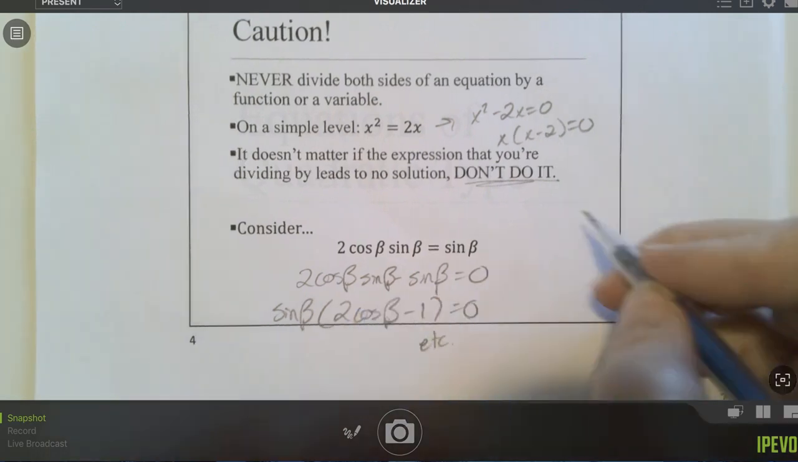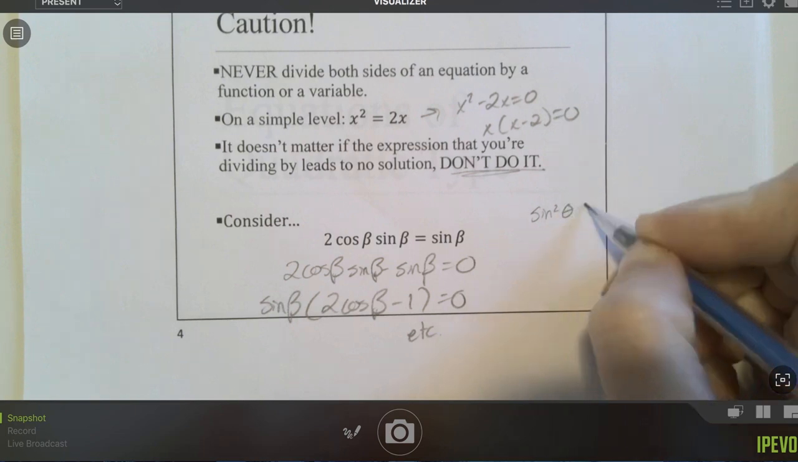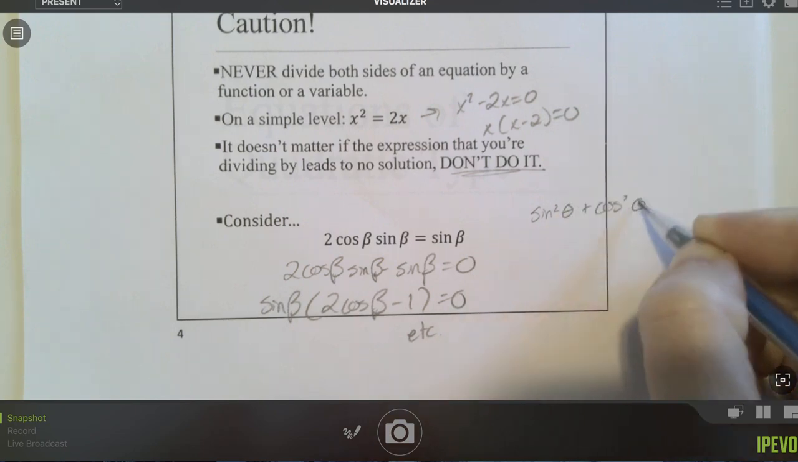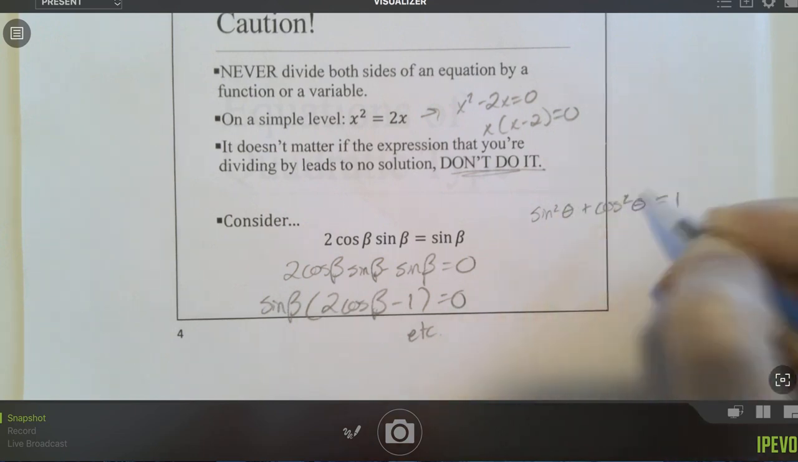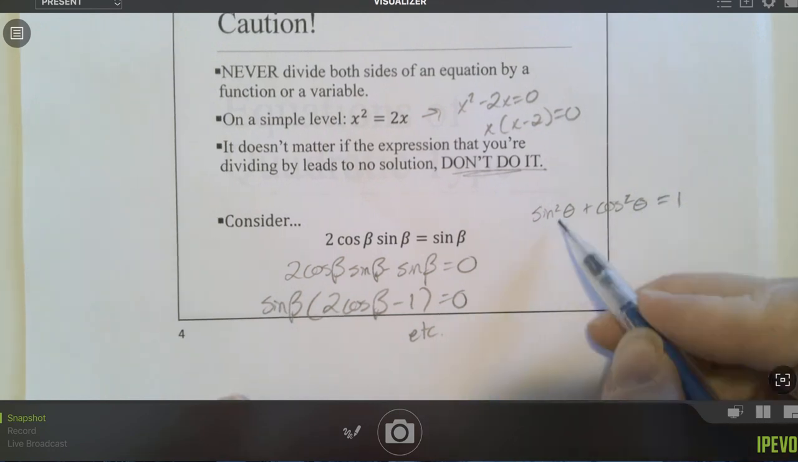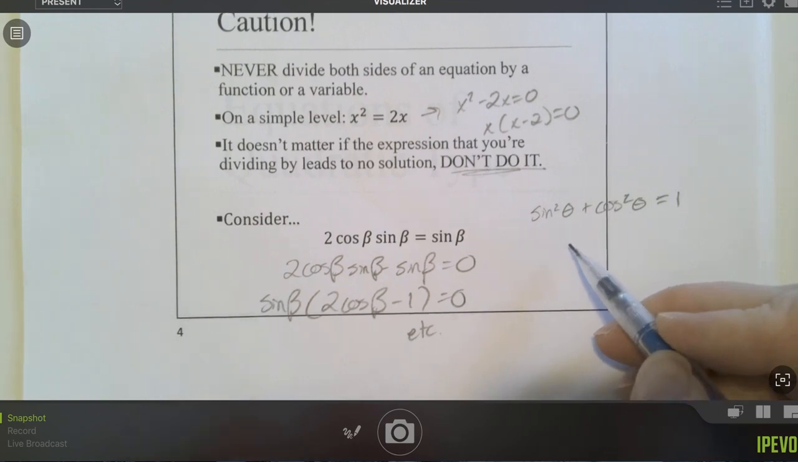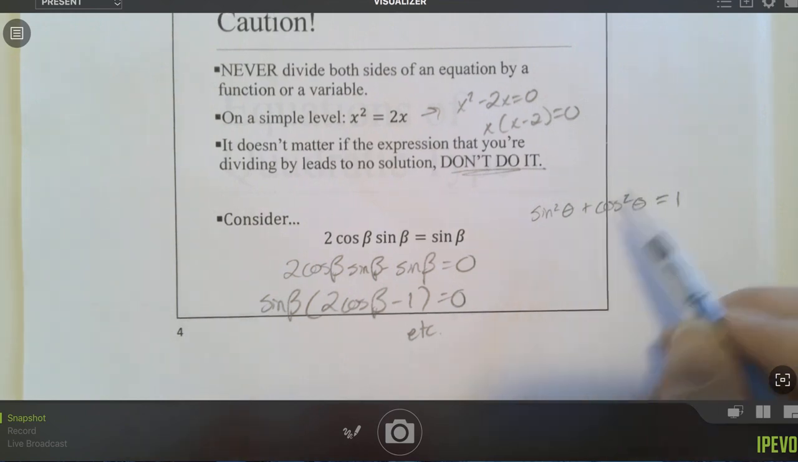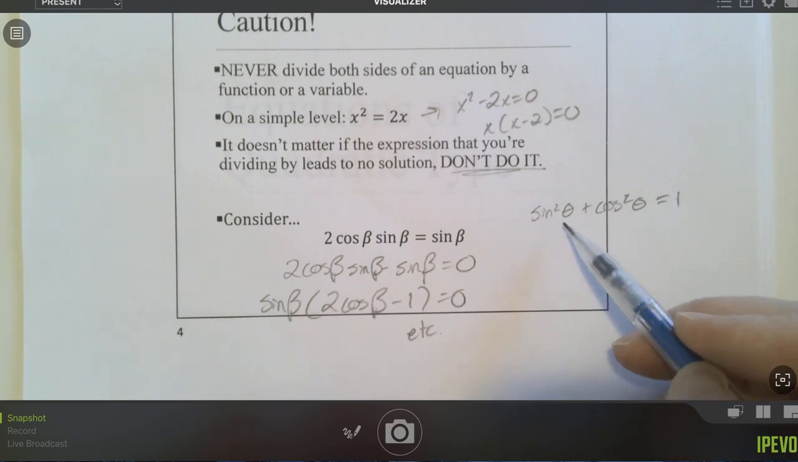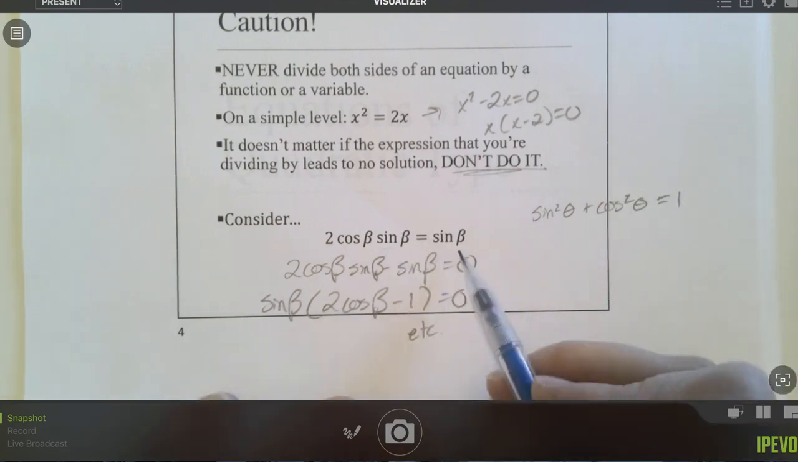You might be thinking, but there have been times where we divided both sides by a function. When we were generating the Pythagorean identities, I divided both sides by cosine squared in order to turn that into a tangent squared. But I wasn't dividing by a cosine squared in order to get rid of a cosine. I was dividing by a cosine squared in an effort to change this into a different function. So they have different purposes there. If you're trying to divide by something in order to get rid of it, that's what you have to be careful of.